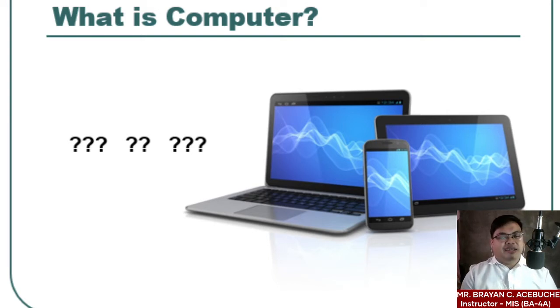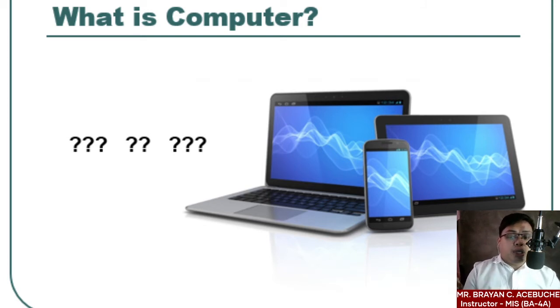Okay? Now, when we say computer, it is an electronic device that is designed to work with information. So a computer is really designed to process and create valuable information. Now, the term computer is derived from the Latin term computare, C-O-M-P-U-T-A-R-E, which means to calculate or programmable machine.